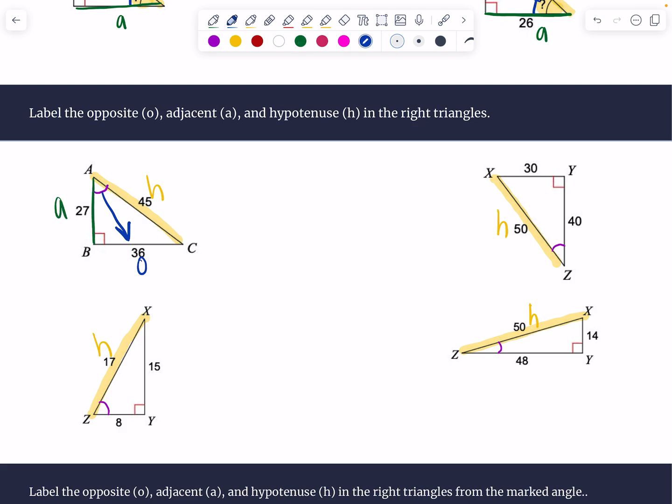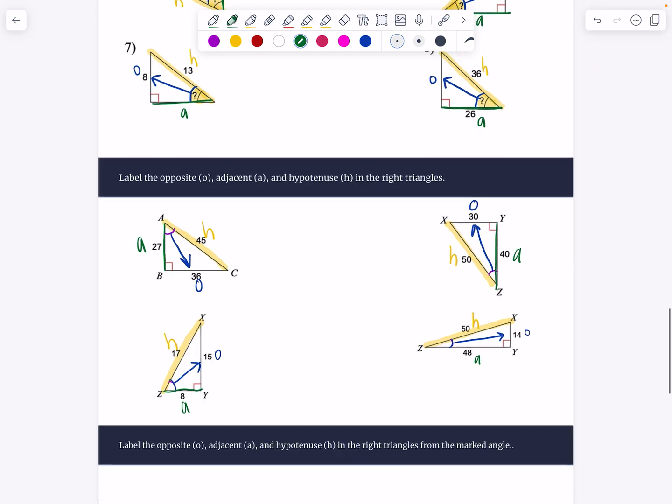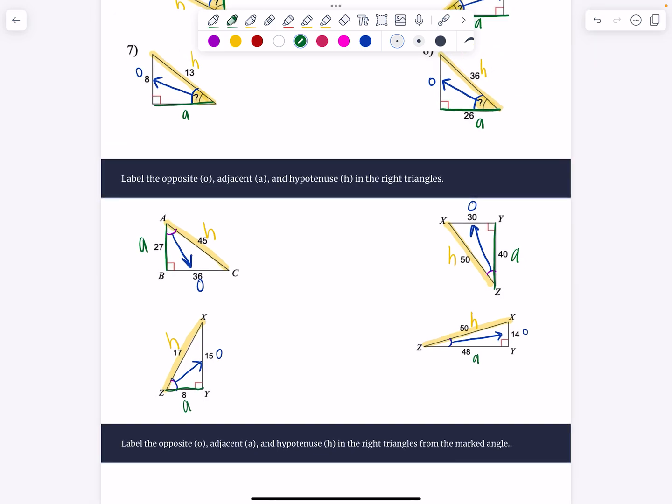Okay. Now they're pointing to this angle right here. From this angle, this piece is opposite, which forces the 40 to be adjacent. From this purple angle, angle Z, this piece is going to be opposite, 15, which forces the 8 to be the adjacent piece. And then last but not least, from this angle Z, this piece is going to be opposite for 14, which forces the 48 to be adjacent. And so we're going to be practicing that this week. We're going to get that down before we start working on the trig. So opposite, adjacent, and hypotenuse.